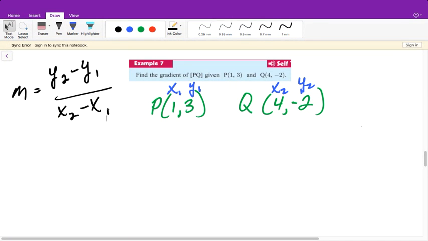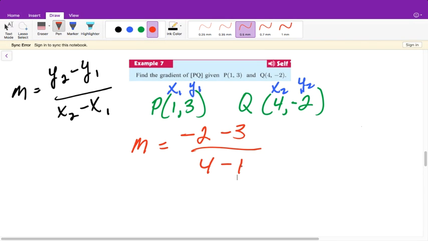Right, so by doing y2 minus y1, it's telling us how we're changing from one point to the other. So it's telling us our change in y. Same thing with this. When we're doing x2 minus x1, it's telling us how we're changing with our x value, so it's the change in x. After we go ahead and denote which one's x1, y1, we simply just plug it into the formula. So m is equal to our y2, negative 2, minus our y1, which is 3. So it's negative 2 minus 3. And then our x2 is 4, our x1 is 1, so it's 4 minus 1.